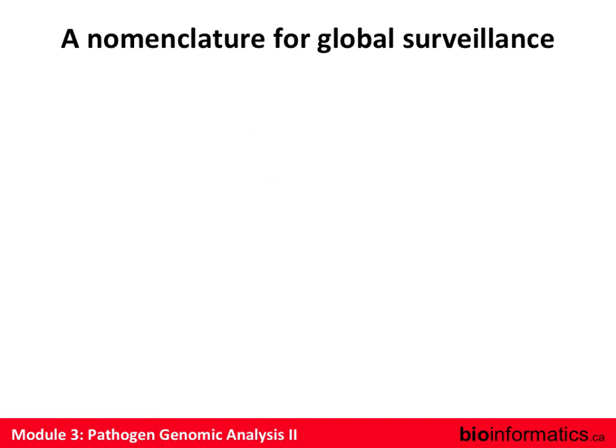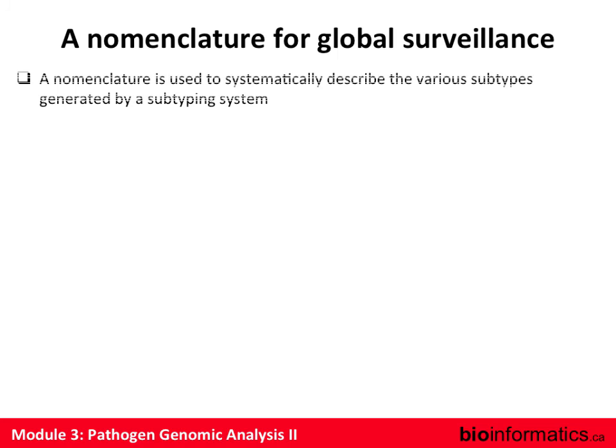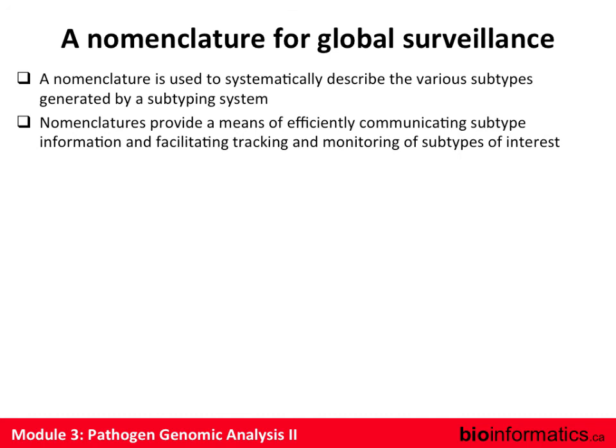Nomenclature. A neglected part, it's not a lot of fun, but you're here. I've got you for another 10 minutes. So nomenclature is just a naming scheme for the subtypes that a schema generates. The importance of a nomenclature is that it is the way that people exchange information.